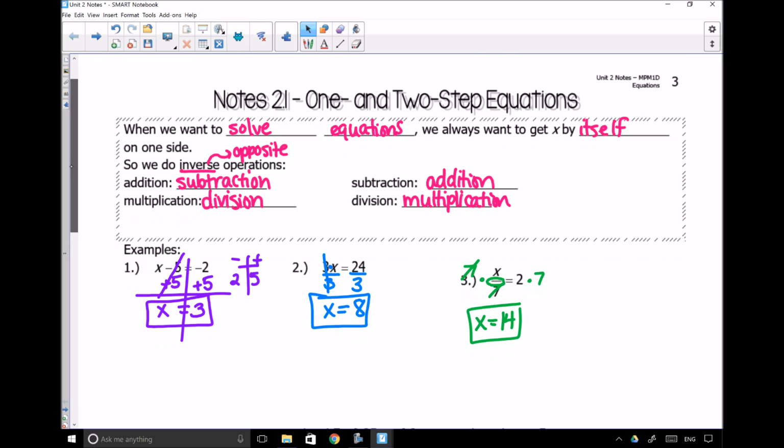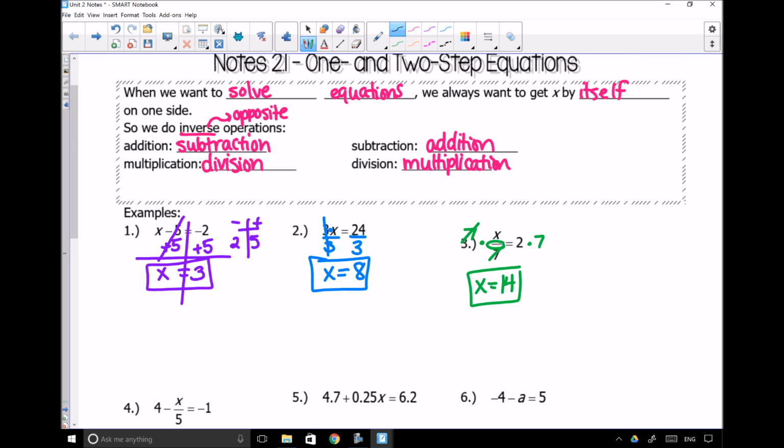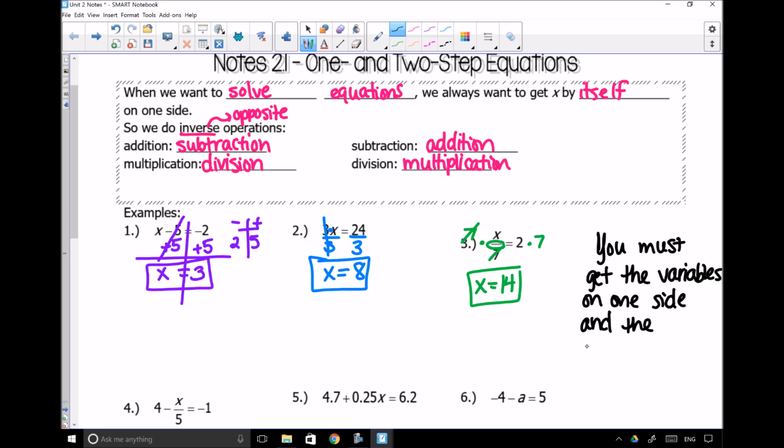Now, when we get into some harder examples, though, there's something really important that you need to make sure to mark down. So please write down, in order to solve equations, you must get the variables on one side and the constants, which are basically just the numbers, on the other side.